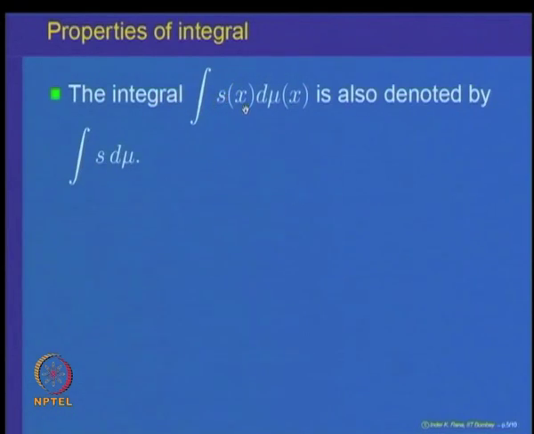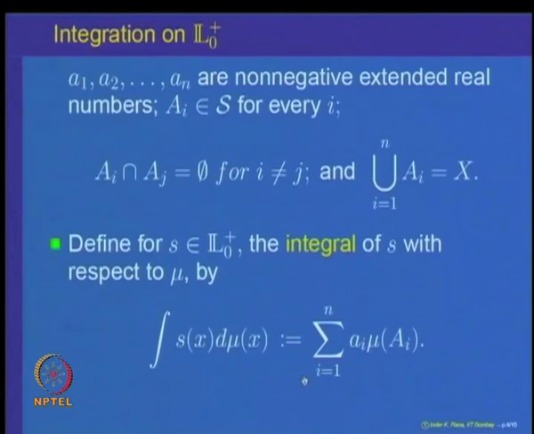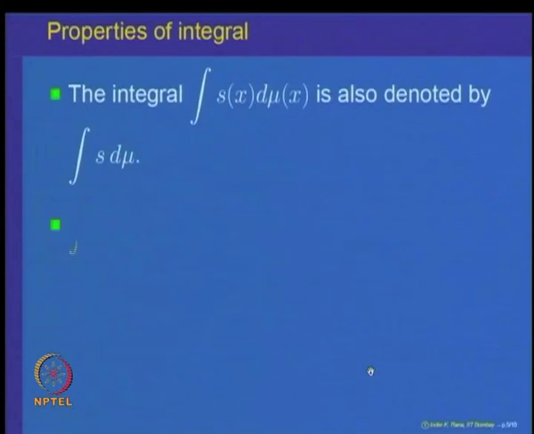Sometimes we do not indicate the variable x, we just write the integral of S dμ to be the integral of the simple function S, a non-negative simple measurable function S, with respect to μ. And let us note here that our integral is defined with respect to a representation of the function. So, first of all we would like to show that the integral of S dμ is well defined. So, let us prove that the integral is well defined.